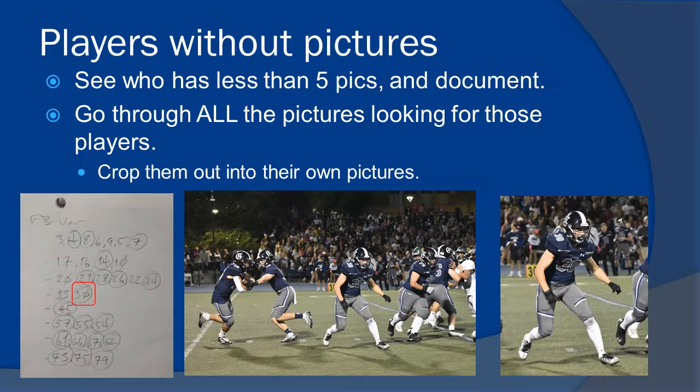Next, you're going to go through all your pictures and you're going to look for those players. And then you're going to crop them out into their own pictures. For example, number 30. The middle picture, I've got a picture with number 30 in it. I crop him out into his own picture, and that is put into the number 30 directory. So now number 30 has at least one picture. So you're going to go through this process to find as many of those players as you can.